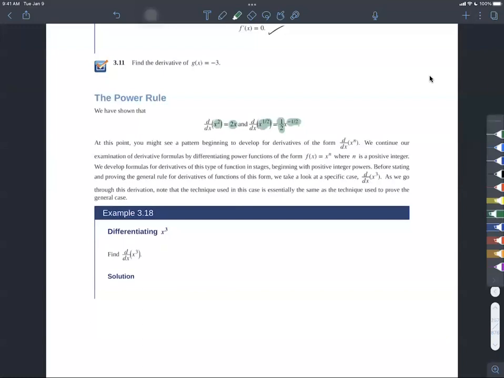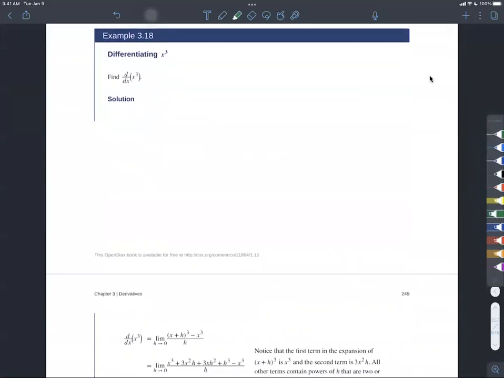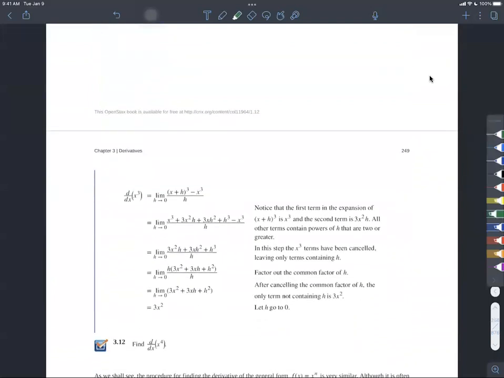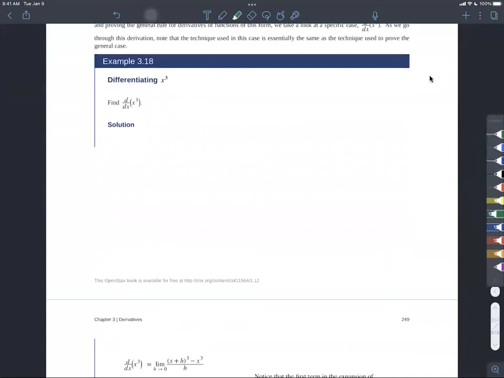We take a look at a specific case, d dx of x cubed. As we go through this derivation, note that the technique used in this case is essentially the same as the technique used to prove the general case. Okay, so let's take a look at the derivative here. And since it's given here, I'll just write it all out. Sometimes it's easier to see it actually being written out.